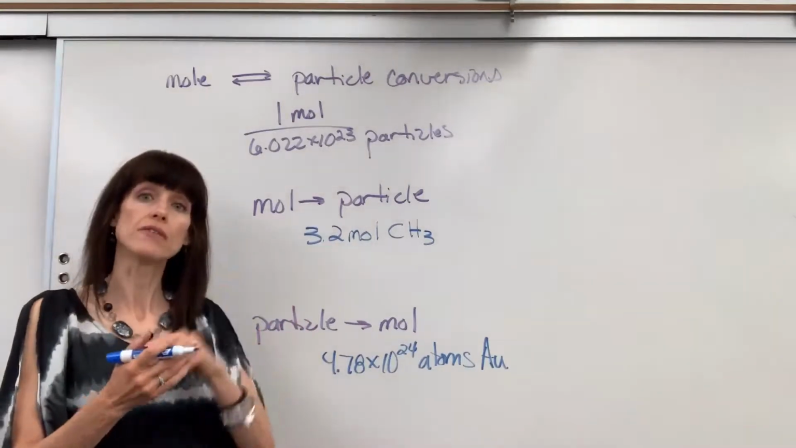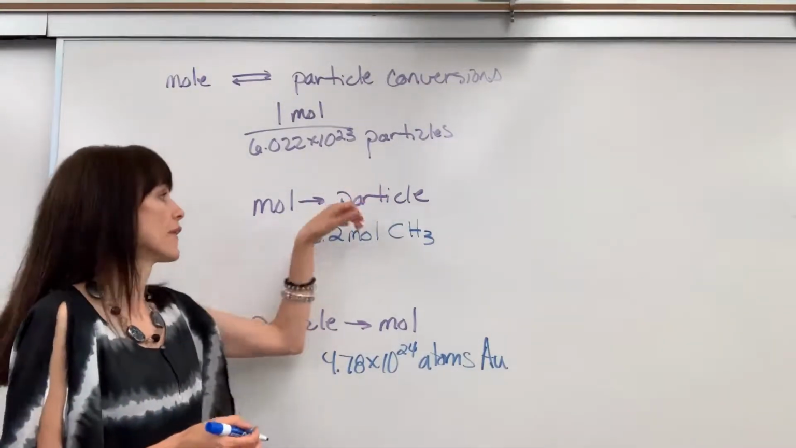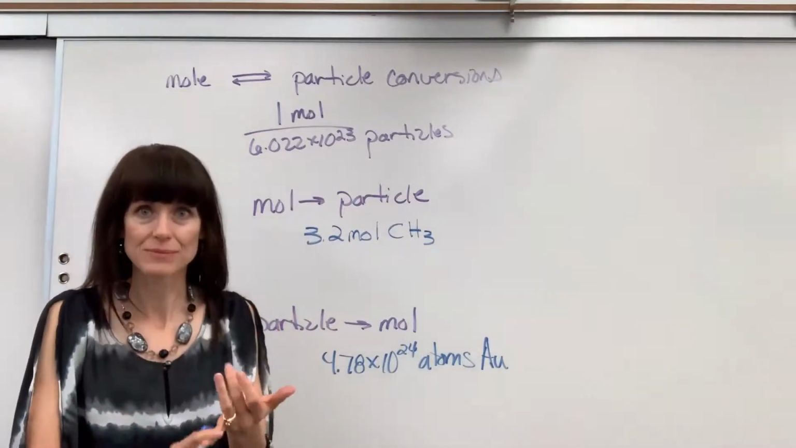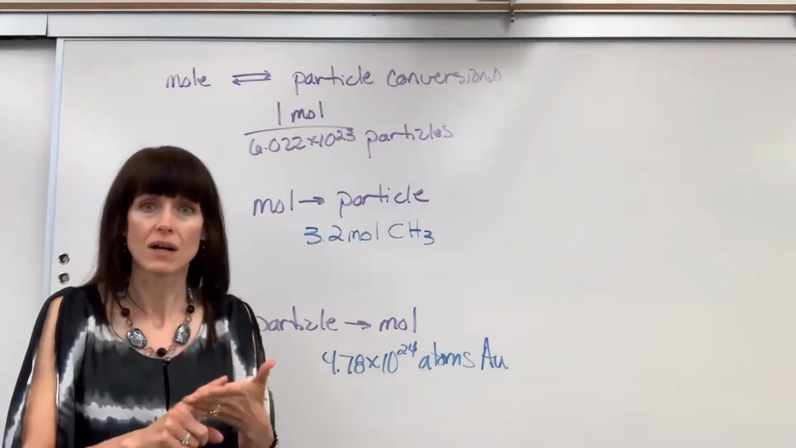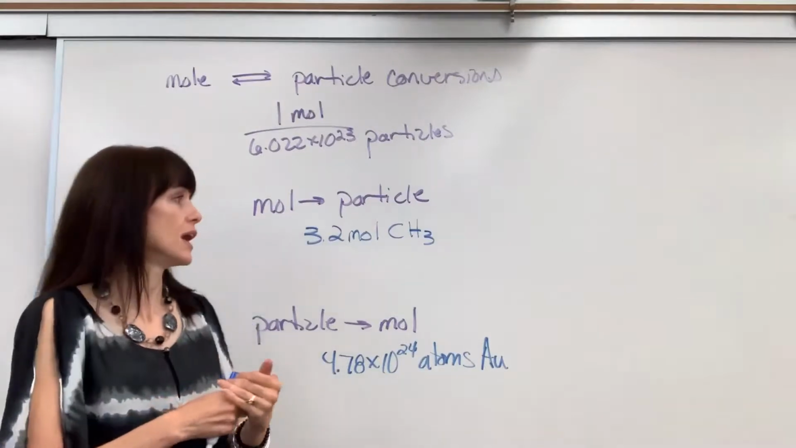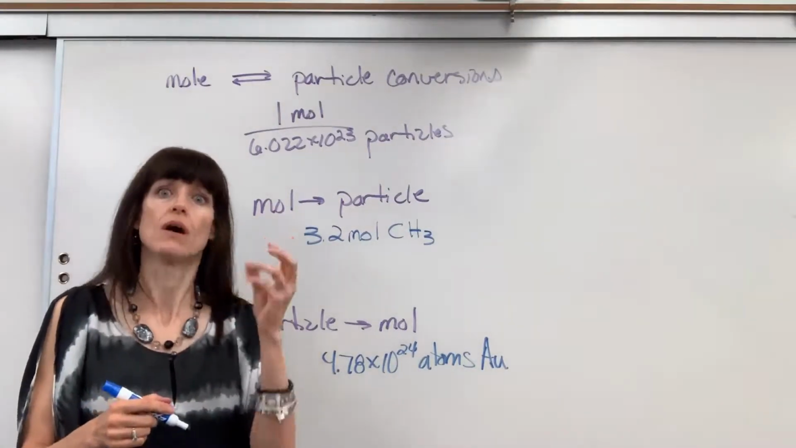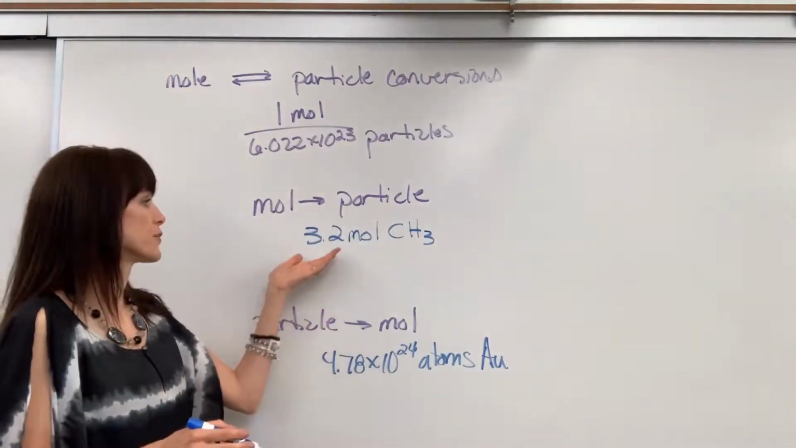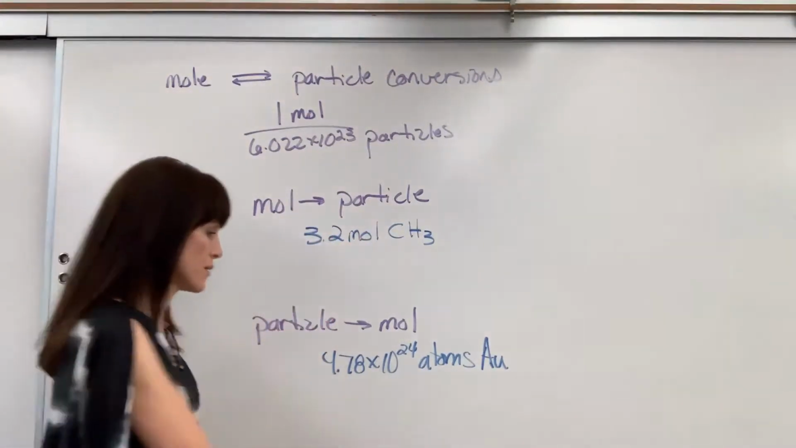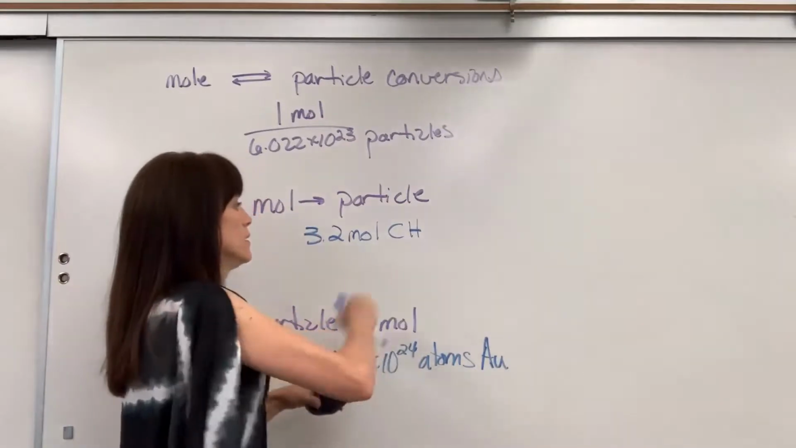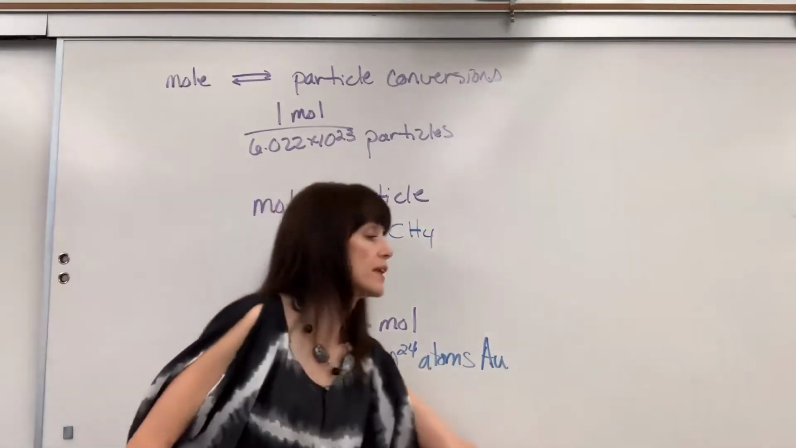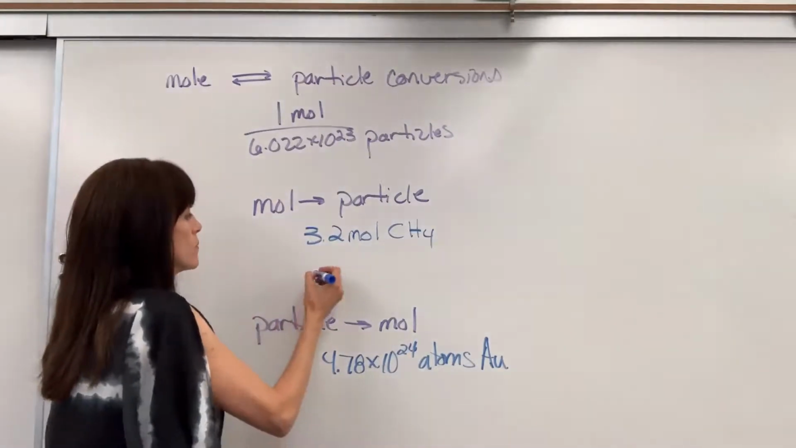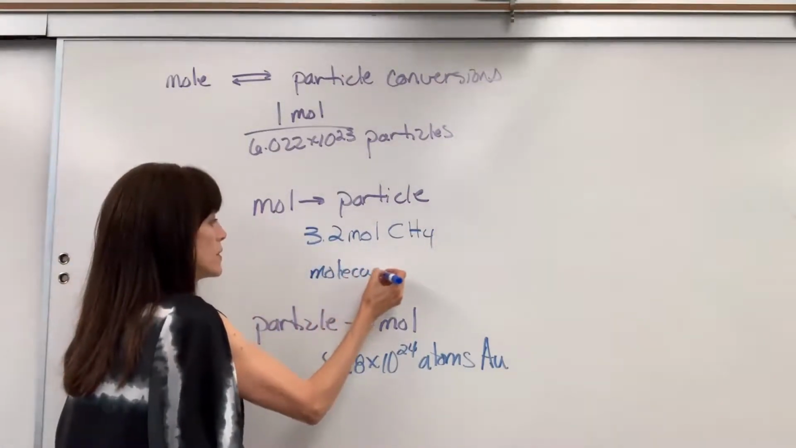Okay, so let's say that you're given moles and you want particles. Now that particle is going to be identified as atom, molecule, ion, compound, formula unit. Those will be the clues that, oh, I'm looking at an individual particle. So here we have it. I have 3.24 moles of methane. And I want to know how many molecules.